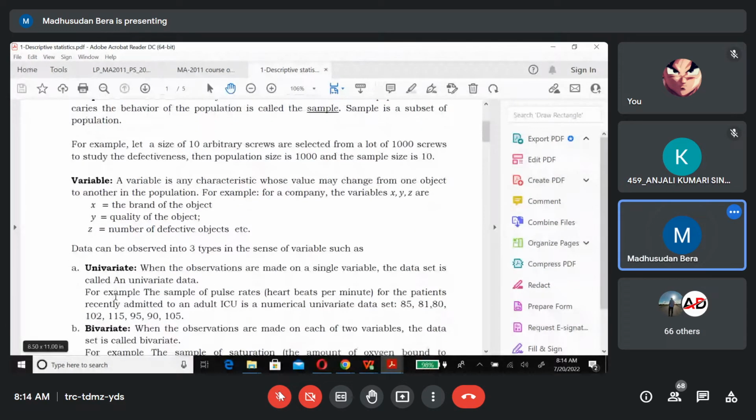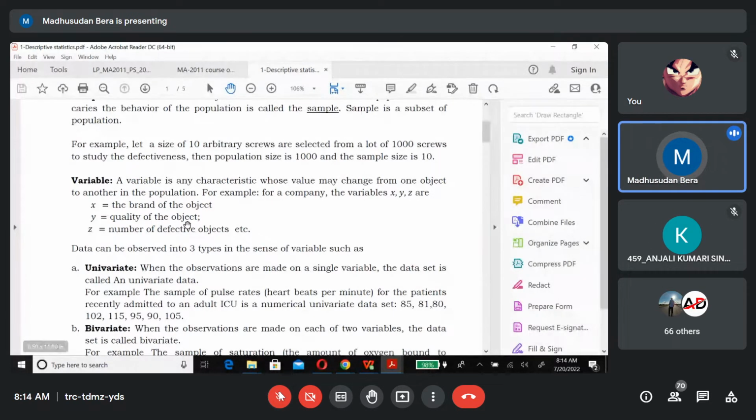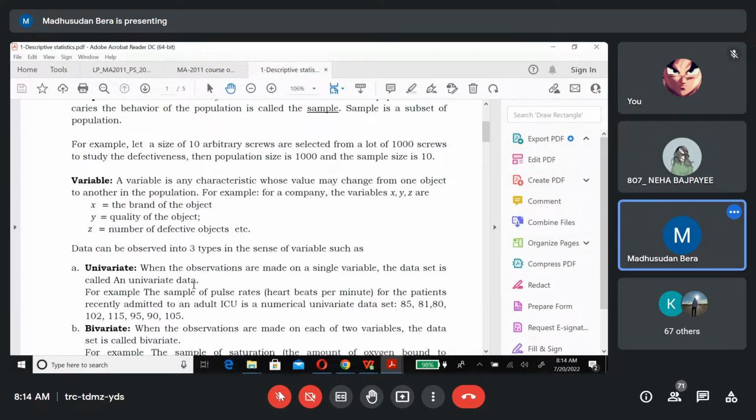When the observations are made on a single variable, the data set is called univariate data. Only the height of the students. So only one variable is there. Only one type of observation is there. That's why it is single variable or univariate. So the height of a student, that is univariate data. And bivariate means when observations are made on two variables, height and weight of KIIT University students. So that is bivariate data.